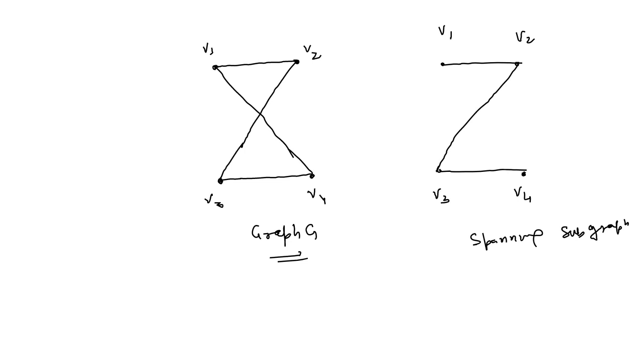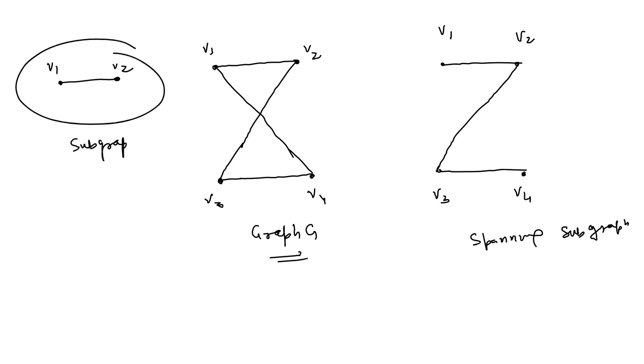Every spanning subgraph is also a subgraph, because we define every subgraph of graph G as a spanning subgraph only if it contains all the vertices of graph G. A subgraph can be a portion of graph G. So for example of a subgraph, we can choose these 2 vertices and 1 edge. This is an example of a subgraph, but this is an example of a spanning subgraph because it involves all 4 vertices of graph G.